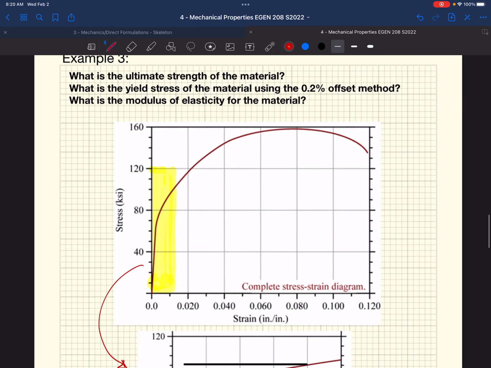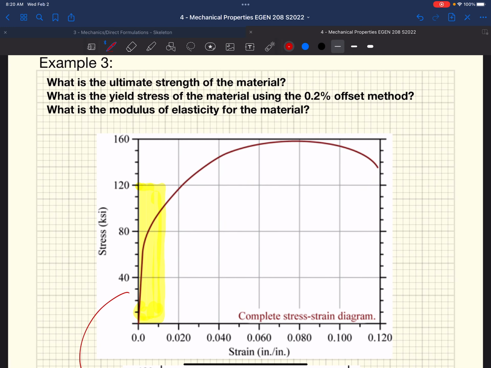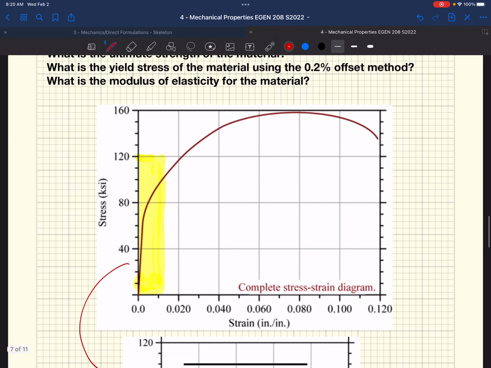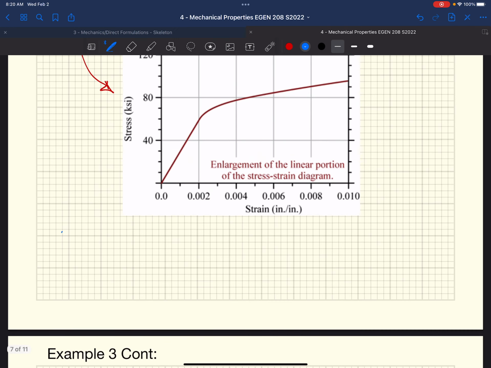What would you guys say the ultimate strength of the material is, sigma U, based on that curve? There's no wrong answers, just guess something. Almost 160. Almost 160, yep. If you had to guess a number, what would it be? 158. I guess 155, but I'll give you 158. Oh, KSI. Got to make sure I'm reading the right units on my curve.